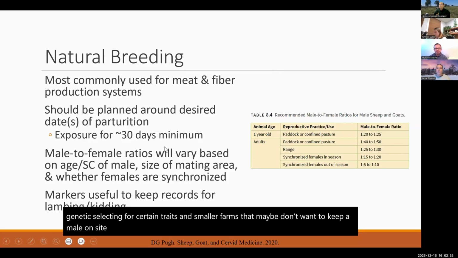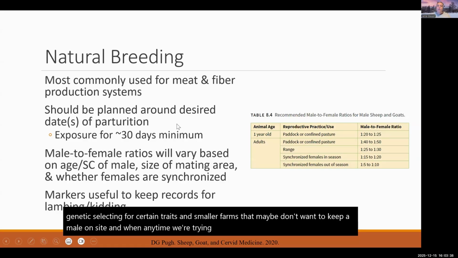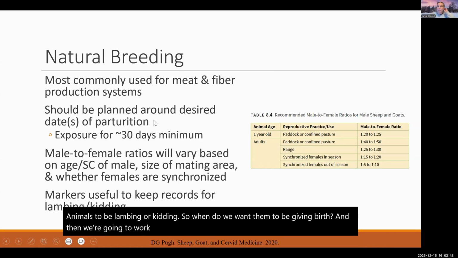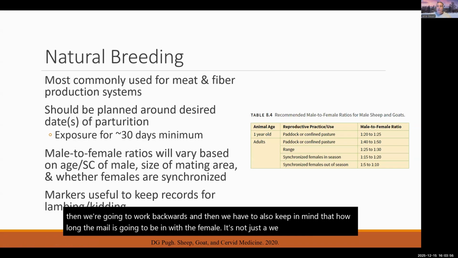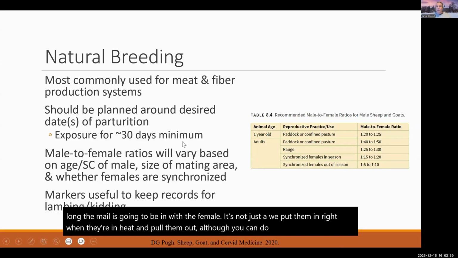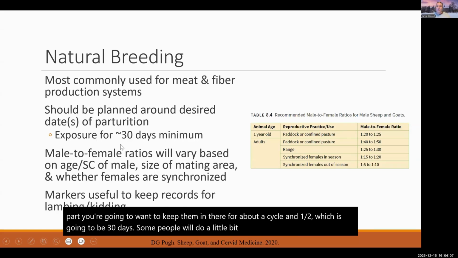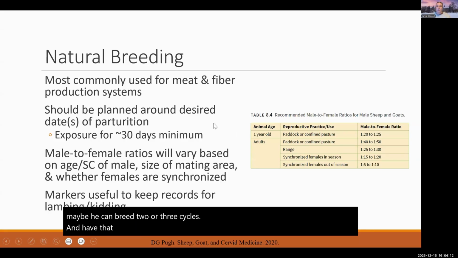Anytime we're trying to plan natural breeding, we want to make sure that we're always starting with when we want the animals to be lambing or kidding. So when do we want them to be giving birth? And then we work backwards. We also have to keep in mind how long the male is going to be in with the female. It's not just that we put them in right when they're in heat and pull them out, although you can do that. But for the most part, you're going to want to keep him in there for about a cycle and a half, which is 30 days. Some people will do a little bit more than that so that he can breed 2 or 3 cycles and have those opportunities to breed.